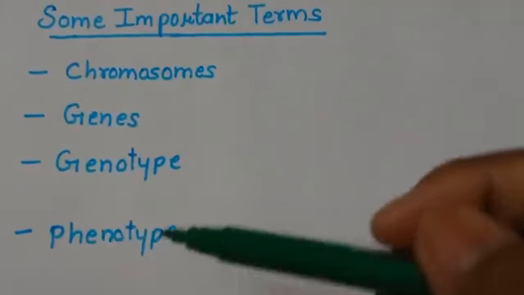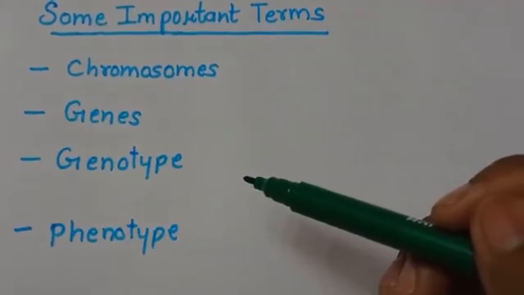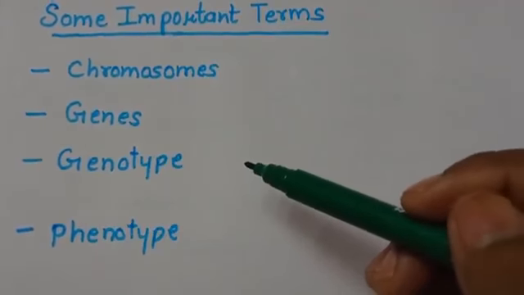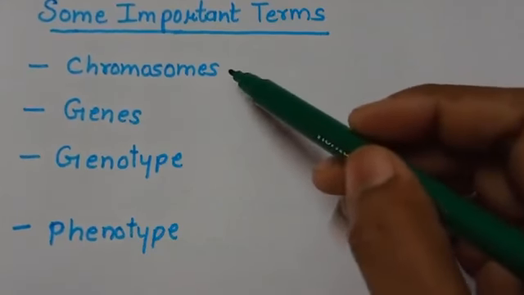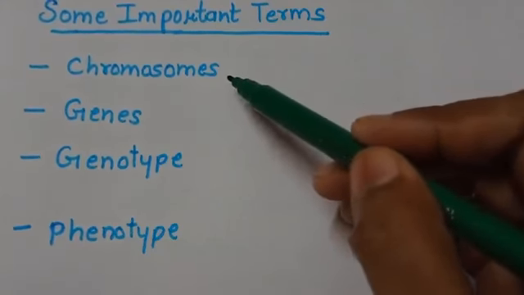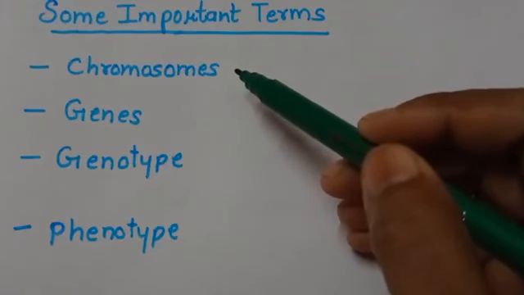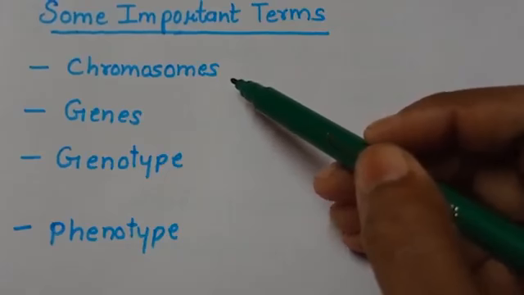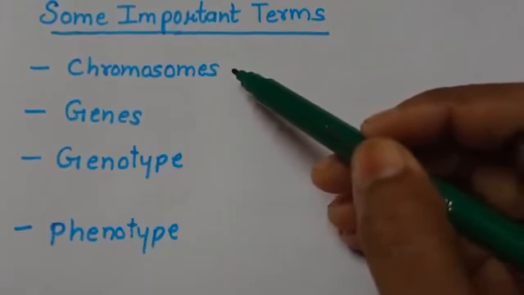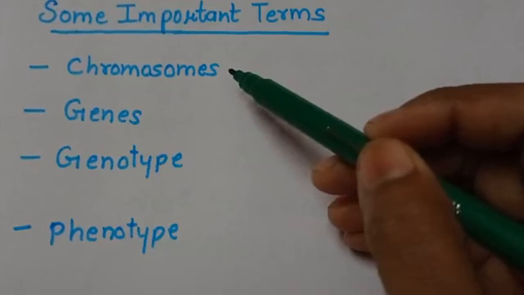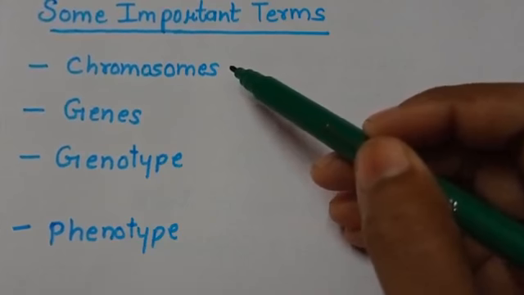Now, before going into Mendel's experiment, let us first understand some of the basic important terms. The important terms are, first, chromosome. What is a chromosome? A chromosome is a thread-like structure inside the nucleus of a cell, formed of DNA, that carries the genes. Genes are responsible for the characteristics. And the number of chromosomes varies in different organisms.